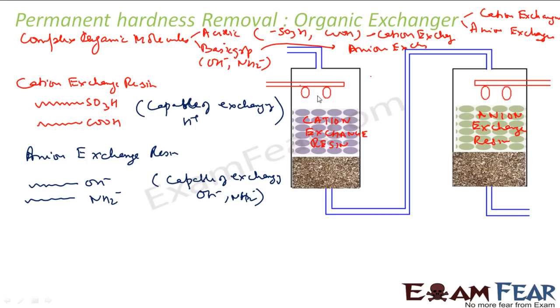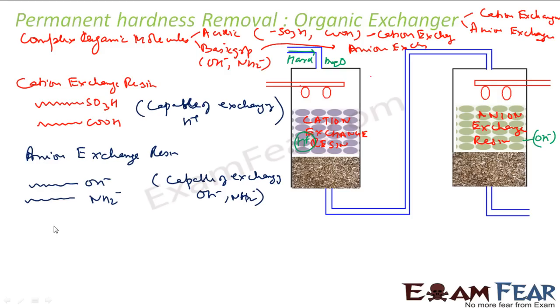What happens from here? The hard water comes. Here this is the cation exchange resin, which will give H plus ions. And this is my anion exchange resin, which will give OH minus. Hard water comes here, you ignore this part as of now. Hard water comes here and it is attached to the H plus ion resin. Hard water is nothing but my calcium, Ca2 plus ions.